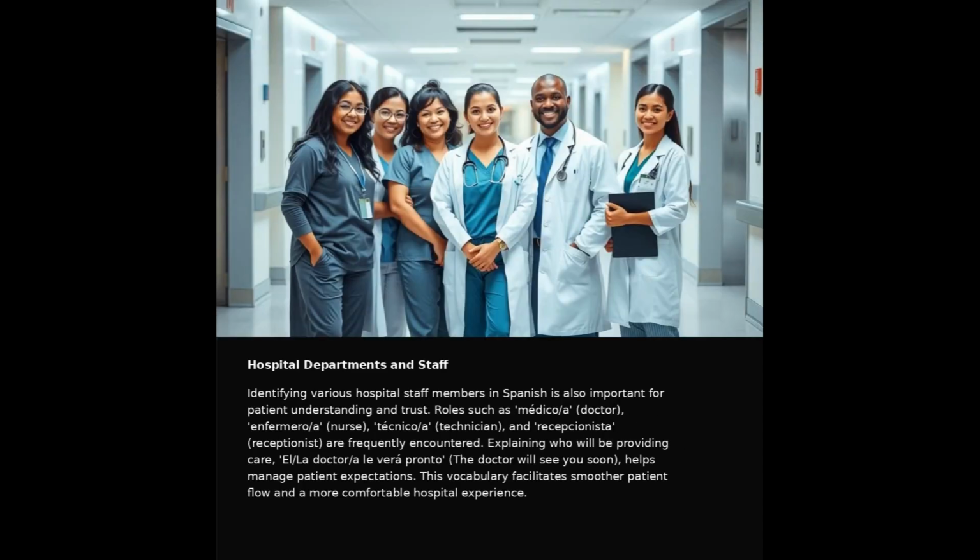Identifying various hospital staff members in Spanish is also important for patient understanding and trust. Roles such as médico, doctor, enfermero, nurse, técnico, technician, and recepcionista, receptionist, are frequently encountered. Explaining who will be providing care, el doctor le verá pronto, the doctor will see you soon, helps manage patient expectations. This vocabulary facilitates smoother patient flow and a more comfortable hospital experience.